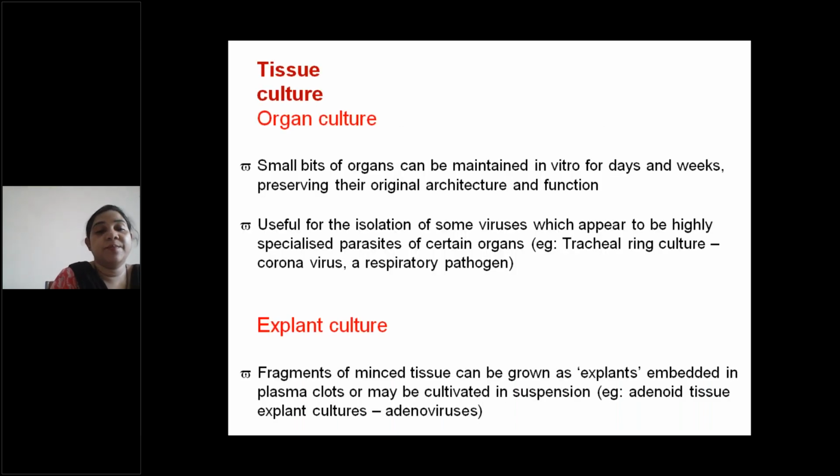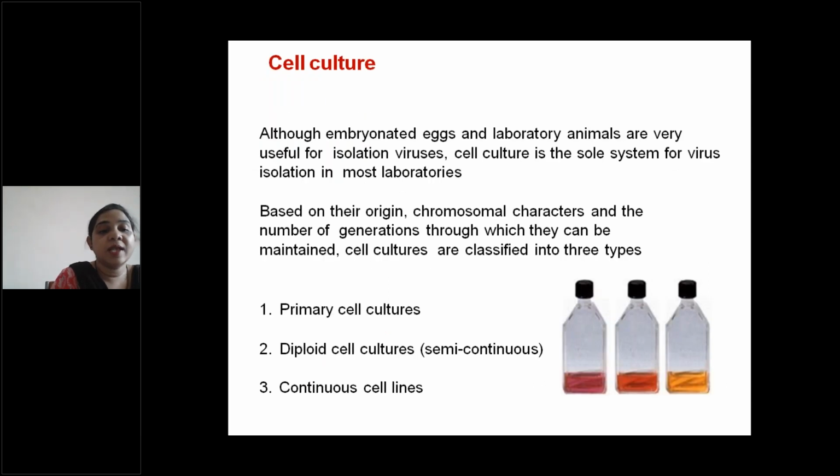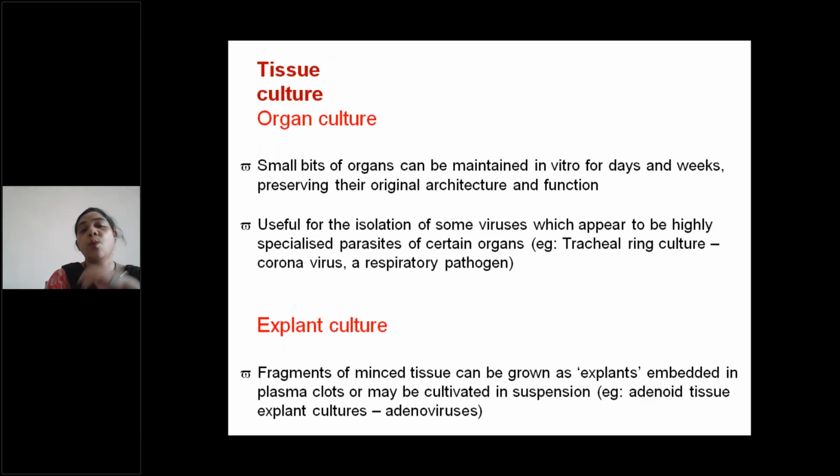Next, tissue cultures. Tissue cultures are of different types: organ culture, explant culture, and cell culture. What do you mean by organ culture? Small bits of organs are usually maintained for several days to weeks. This type of culture is mainly used for the isolation of viruses which appear to be highly specialized, such as tracheal ring culture, coronavirus. Next one, explant culture.